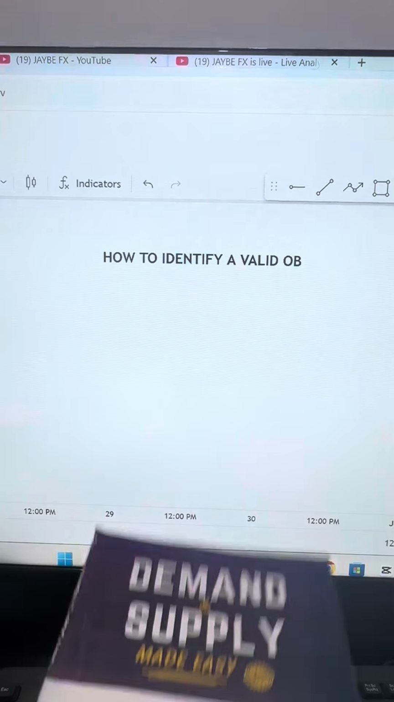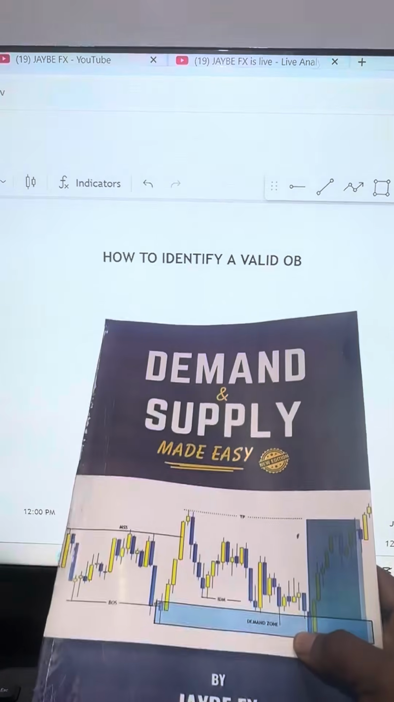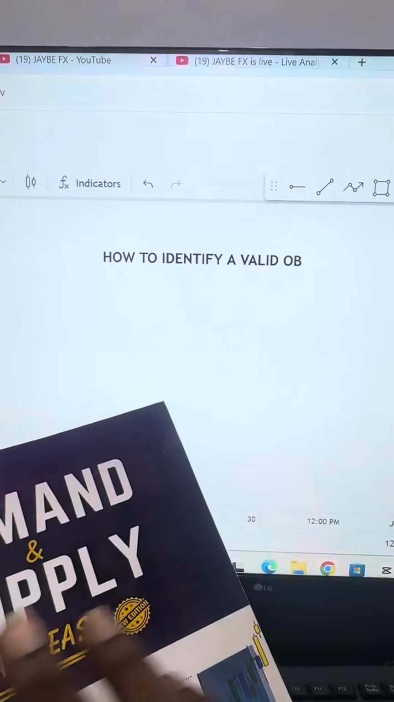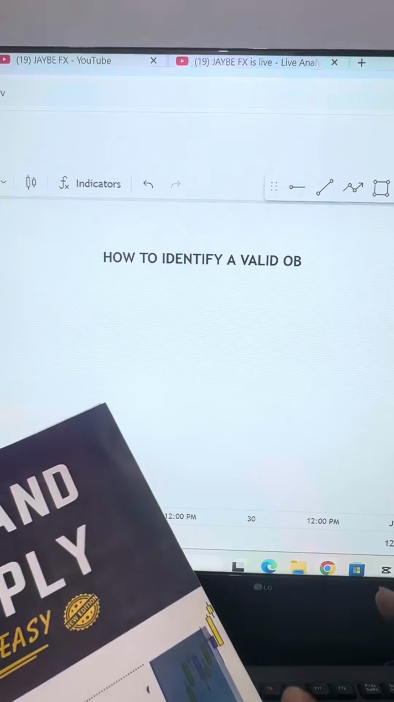And we are going to be using the new demand and supply, because we use this same strategy in this book to predict all our analysis, which are actually going well.